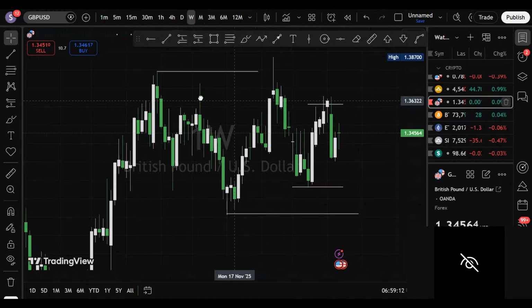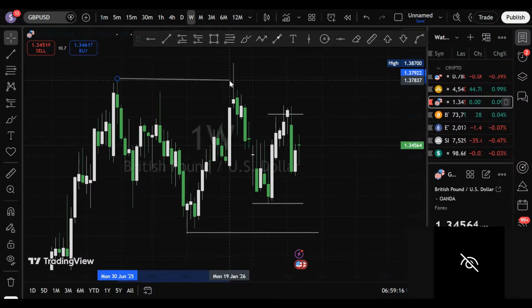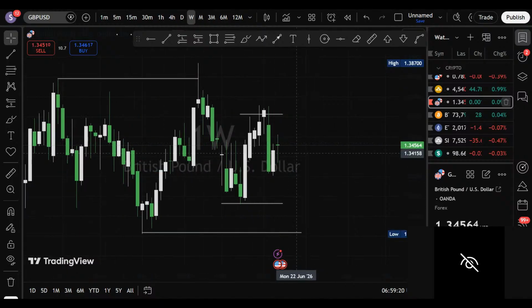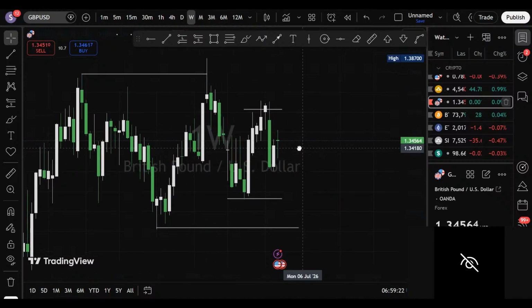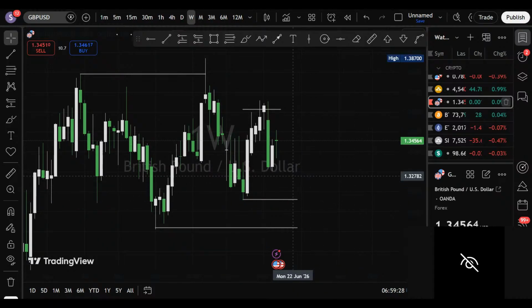Okay, so now this is what we have on the 1 week time frame. On the 1 week time frame, you also want to see a bearish bias. Since you are seeing a bearish bias on the 1 month time frame, you also want to see a bearish bias on the 1 week time frame.